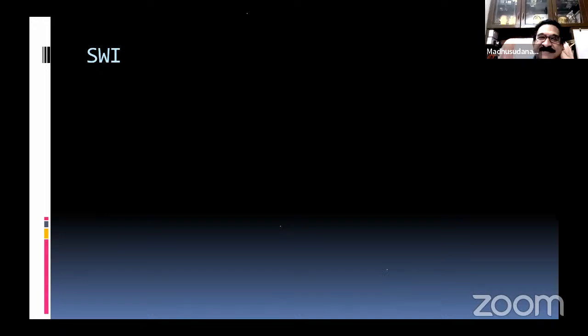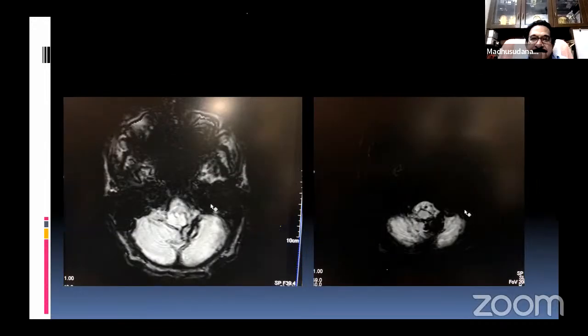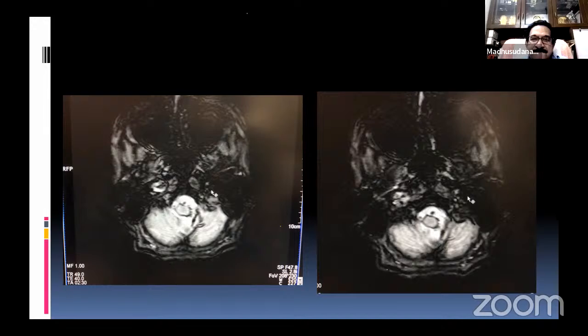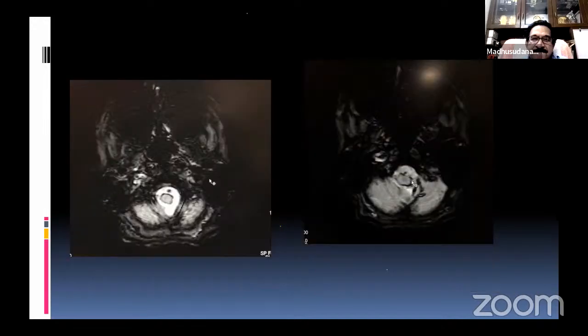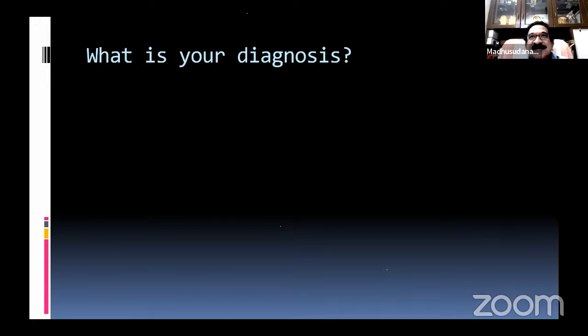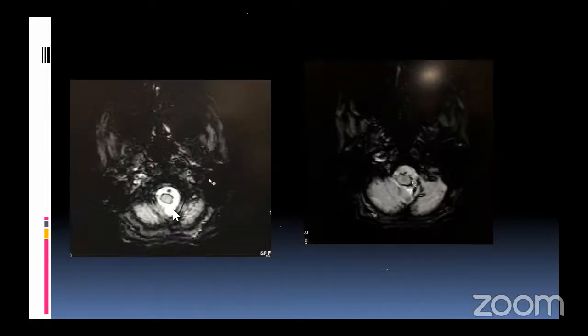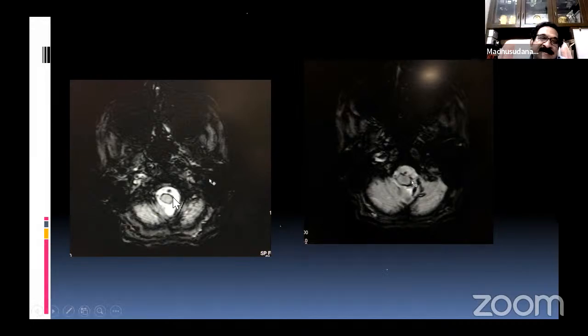So SWI was done. This is SWI. Look very carefully now. Okay. What is the diagnosis now? Didn't you see? See the picture? Yeah, as Mohan says, there's superficial siderosis. See what is happening. That is surrounding the cord, the spinal cord. See the siderosis surrounding the cord here. I'll show the other picture also.